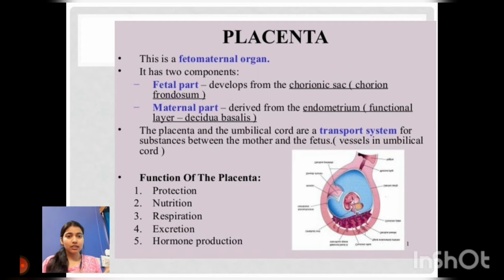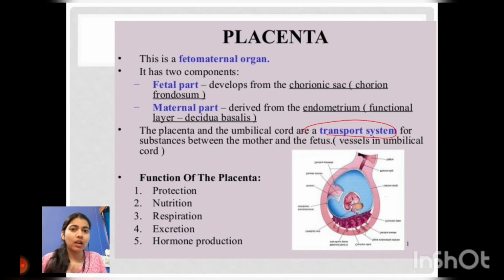So placenta is a feto-maternal organ which is a connection between the mother and the fetus to support the fetus. It acts as a transport system to transport a variety of nutrients and for a respiration function. So there are a variety of functions performed by the placenta.